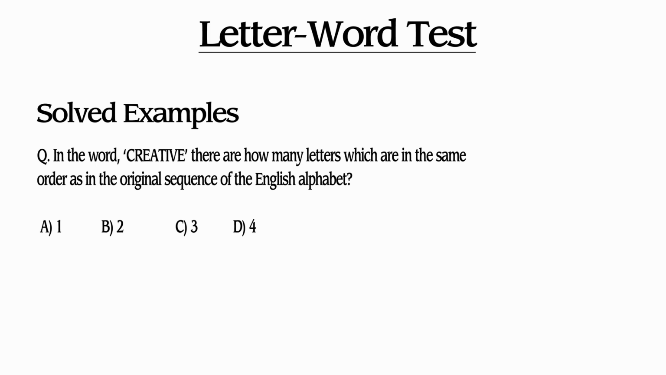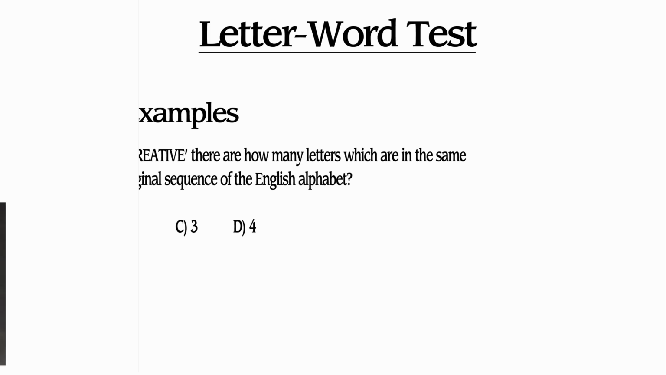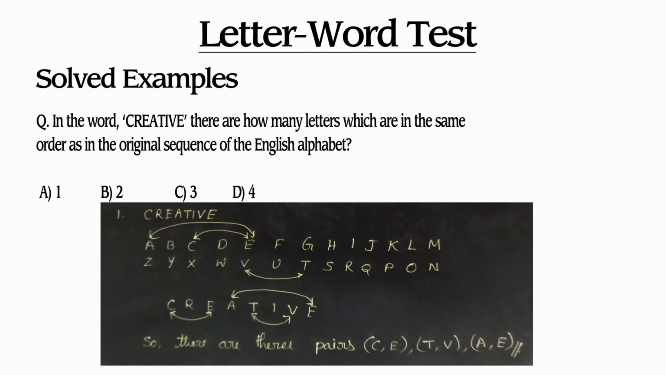First question. In the word creative, there are how many letters which are in the same order as in the original sequence of the English alphabet? Here in the word creative, there is a letter between C and E and T and V. While in the original English alphabetical sequence also, there is a letter in between these letters. Thus, we have two pairs of letters.